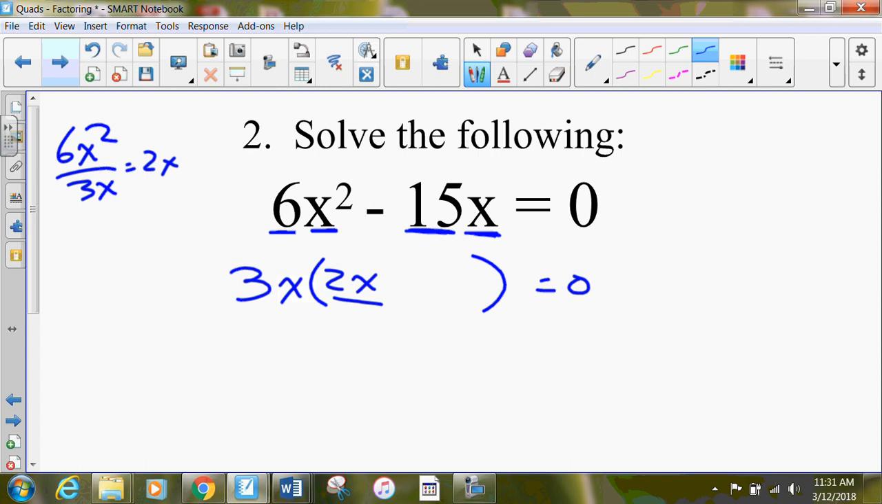So when I distribute, I get back to 6x squared. Because, right, factoring is the same thing as undistributing. And then I'll go ahead and just do this over here. We know we have a minus.